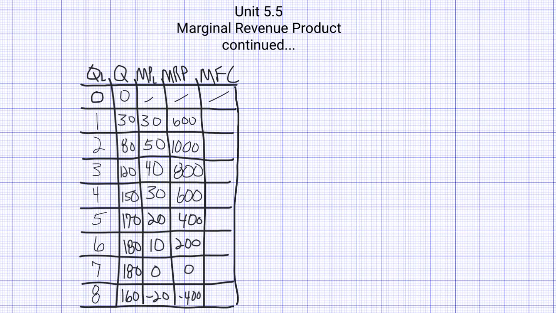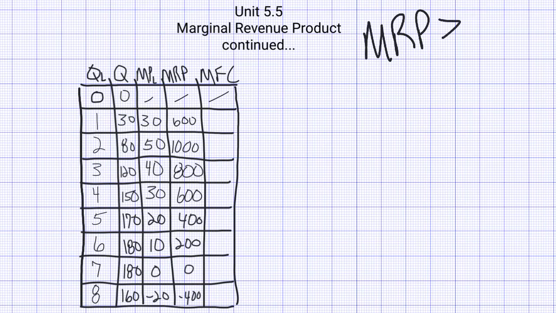Okay, in this video I cleaned up the table a little bit, and what we're going to do is take a look at adding the marginal factor cost in and looking at the numbers to make our assessment on whether that is worth it or not. So really we're going to do a really simple marginal analysis and say, is the MRP greater than, less than, or equal to the MFC?